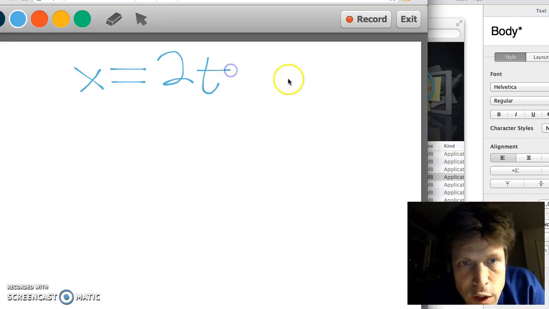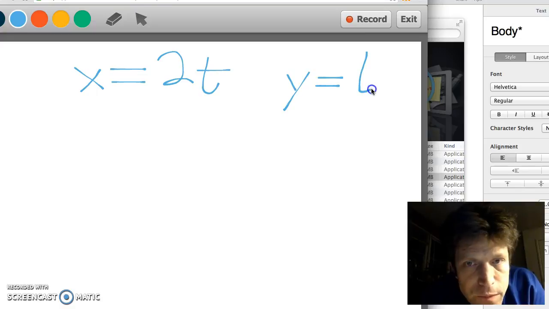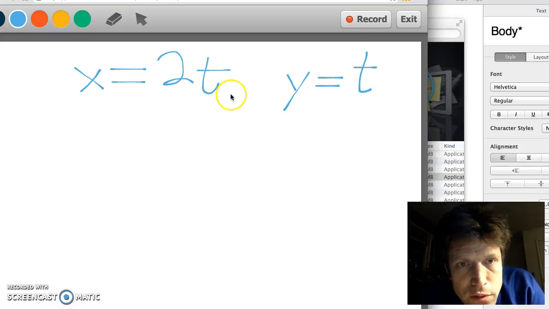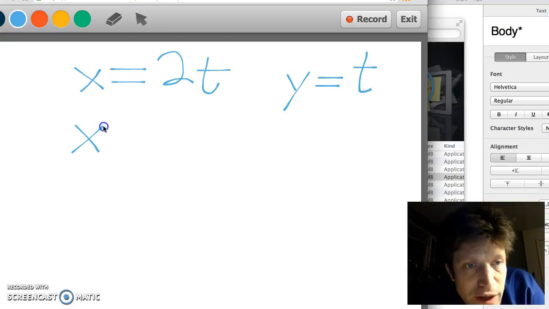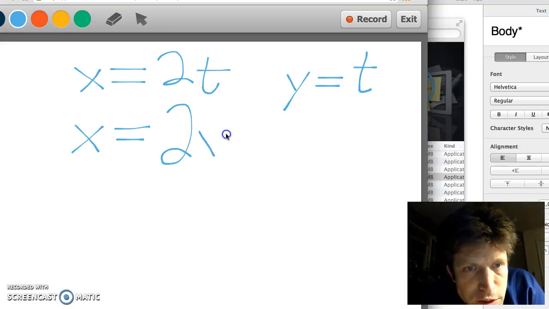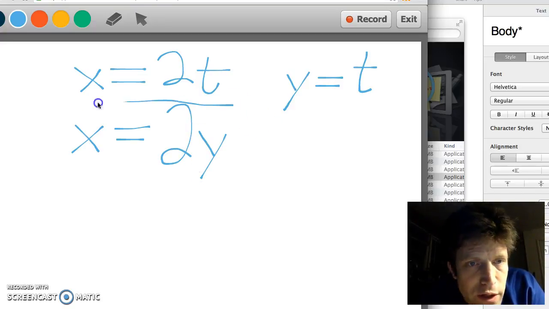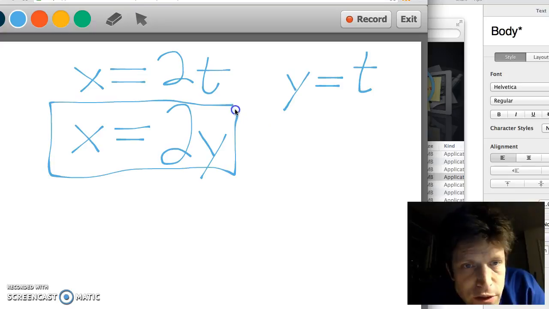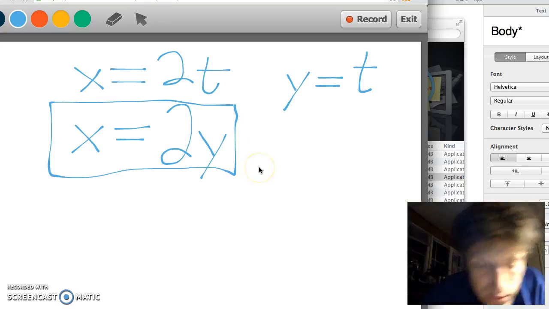X equals 2t, y equals t. So the trick for this is just substitute. Substitute your value for t into the equation. For example, in this it's easy. We want to replace x and y. We don't want t anymore. Well, what is t? Well, it's y. So we just substitute in, and now we have our equation relating x and y. That's called eliminating the parameter.